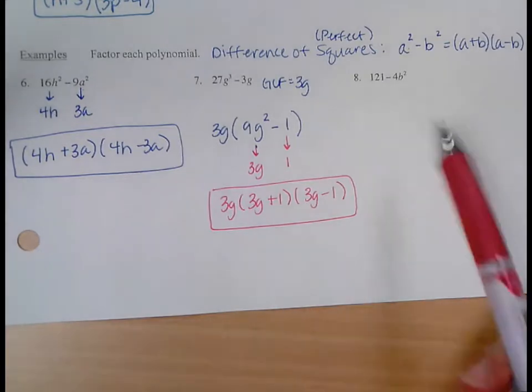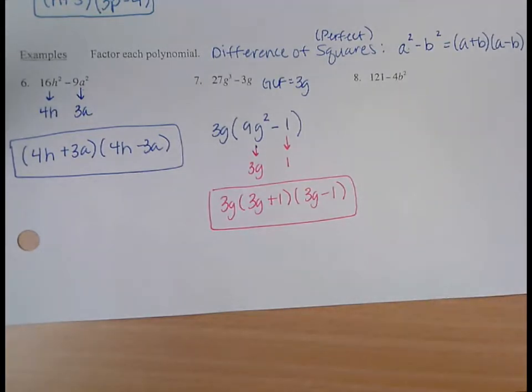Okay, so go ahead and factor number 8, 121 minus 4b squared, and then we'll check it before we move on to the back.